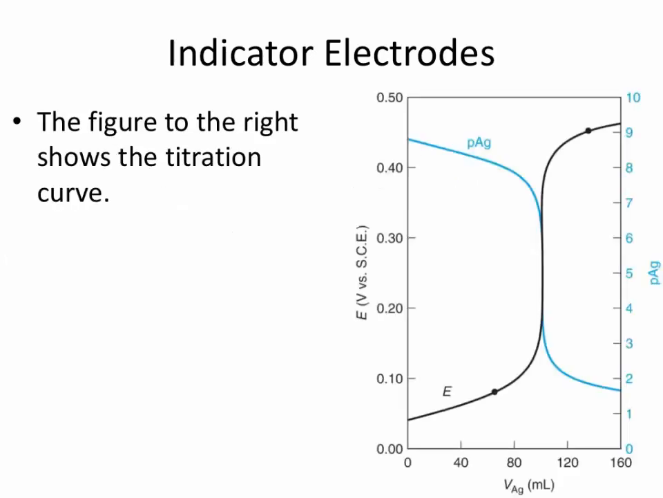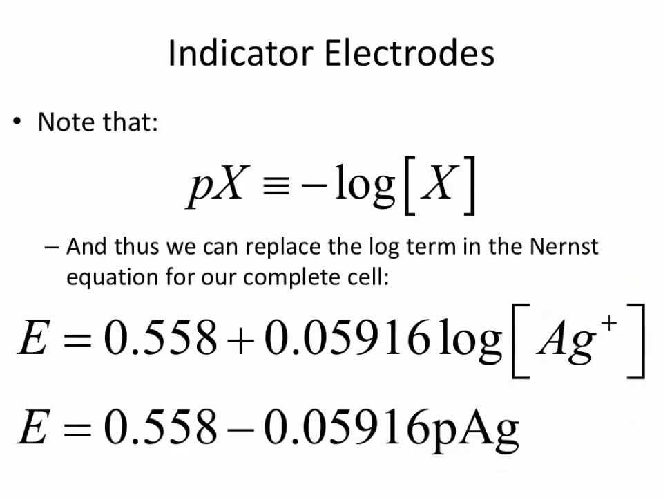Now the figure to the right here shows the titration curve. And note that anytime we have pX, just like with pH, this is equal to minus log base 10 of the X concentration. So we can plug anything we want in here for X. If we have pH, then pH is minus log base 10 of the hydrogen ion concentration. pOH is minus log base 10 of the hydroxide ion concentration, and so on.